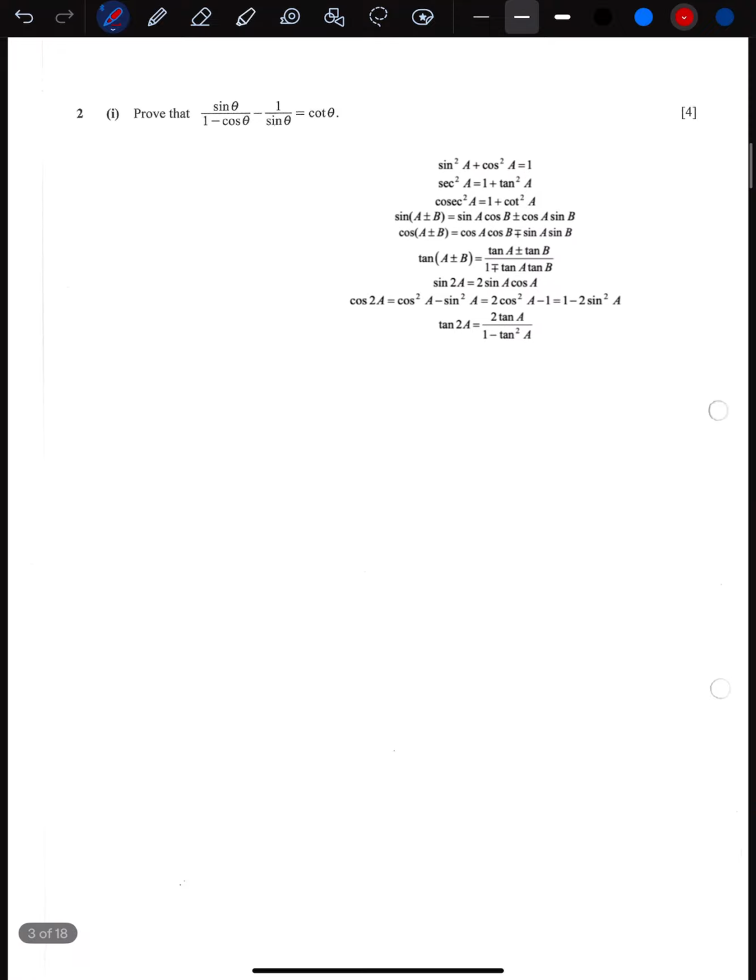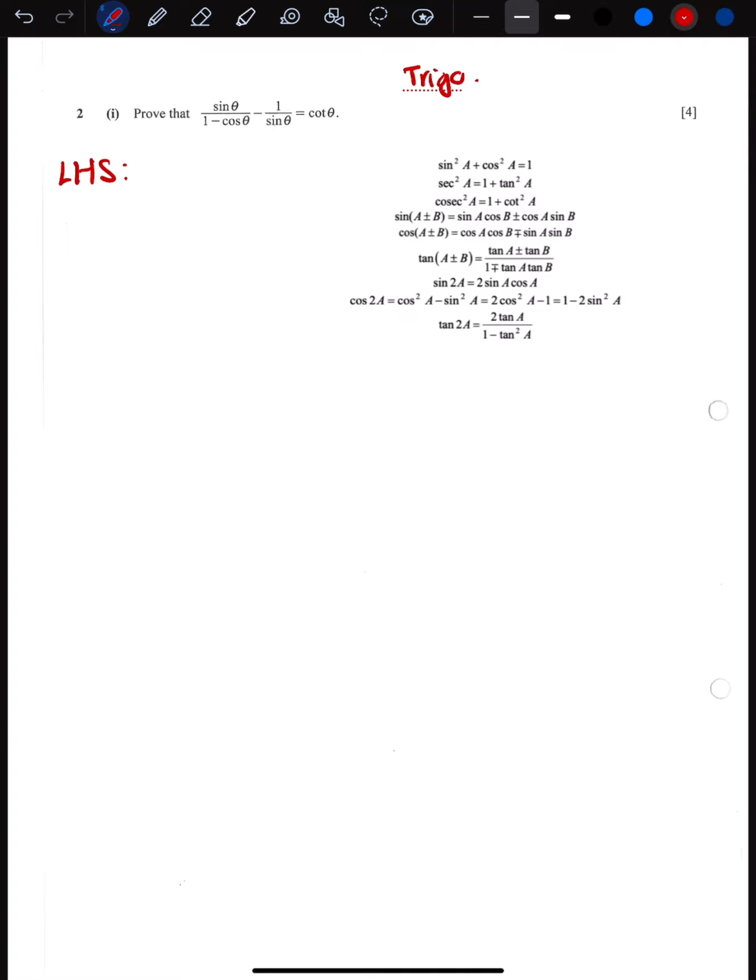Okay, this is the 2019 paper 2, question 2 on your trigo topic. So the first part, they want you to prove that this is equal to cotangent theta, right? So we're going to start from our left hand side, right?